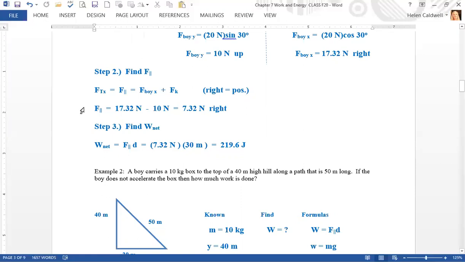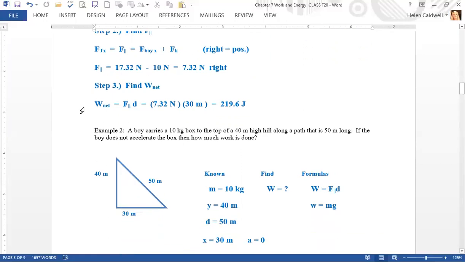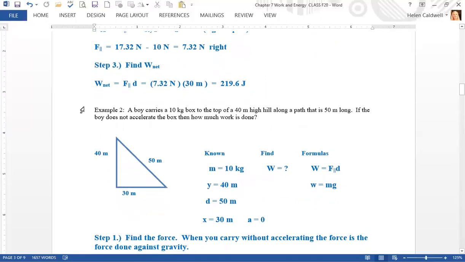All right, we need another example. Remember I said we'd come back to climbing the stairs? Well, this is it. Set of stairs, I'm going to have a ramp. Oh, I'm sorry, hill. We have a hill. 10 kilogram box. The hill is 40 meters high. That's how tall it is. So from the bottom to the top is 40 meters. Our path, though, is 50 meters long.